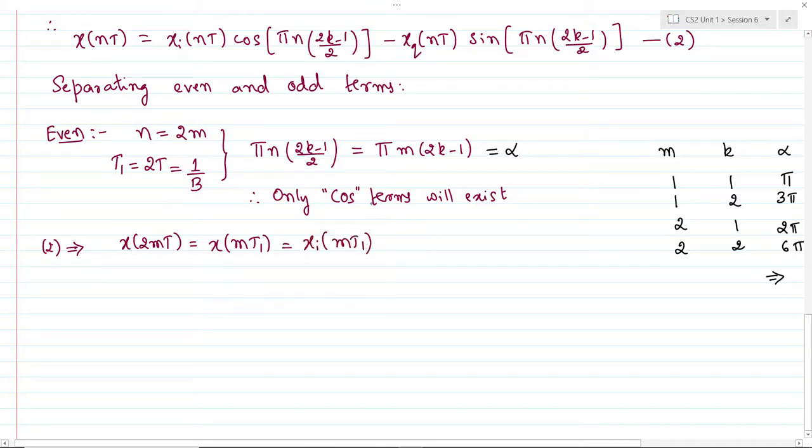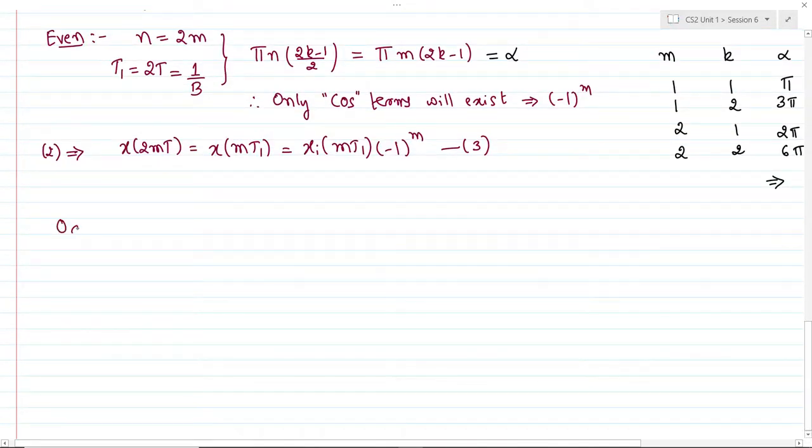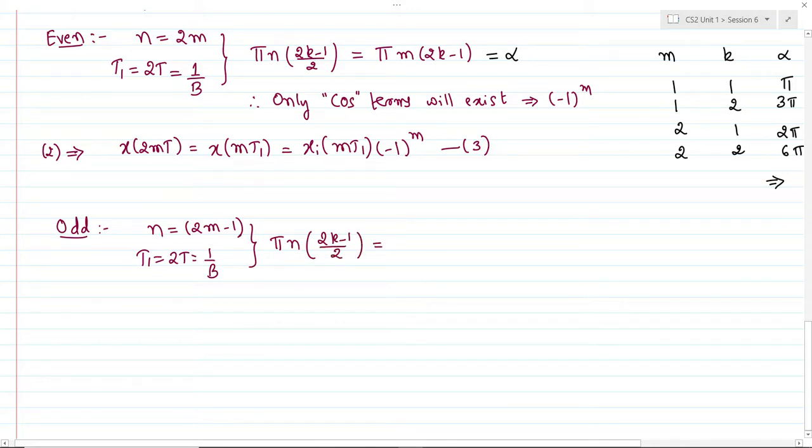Similarly, we can do this for odd terms. Okay, what will happen to odd? So for odd, we need to replace n with odd values. Again, we will be substituting t1 as 2t. This need not be done, but just for ease of expressing these even and odd samples, this would be helpful. Okay, again the argument pi n (2k minus 1) by 2, what will happen to this? With the substitution of n as 2m minus 1, this can be rewritten as pi by 2 times (2m minus 1) and (2k minus 1). Okay, with a similar argument to what we have done for even samples, the same thing can be done for odd samples as well, where we'll see what happens to cos of this argument beta and sin of beta.